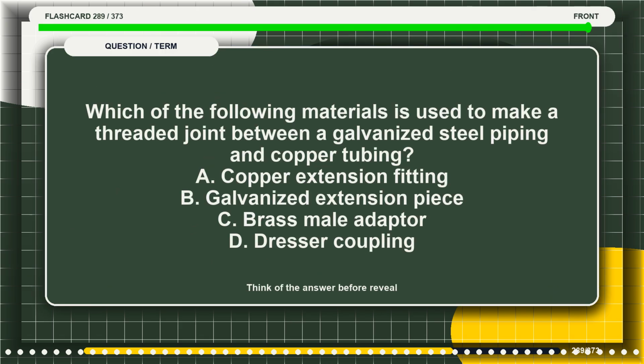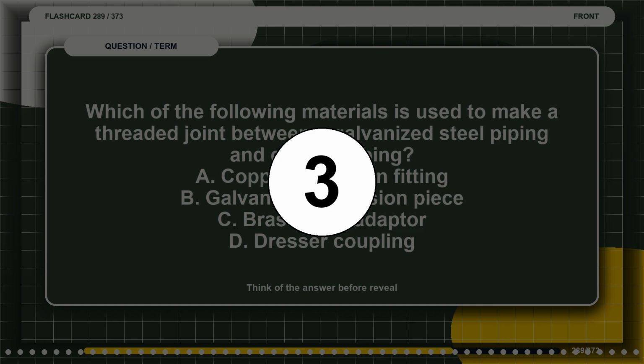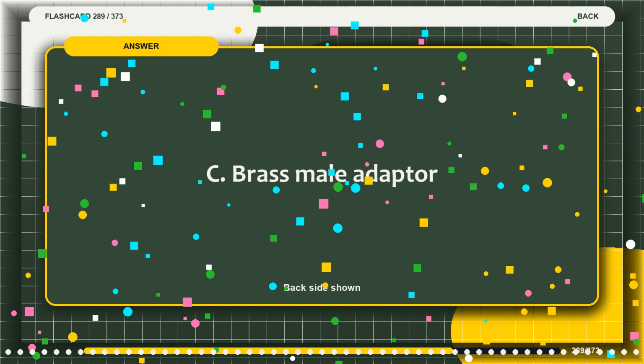Flashcard 289. Which of the following materials is used to make a threaded joint between a galvanized steel piping and copper tubing? A. Copper extension fitting. B. Galvanized extension piece. C. Brass male adapter. D. Dresser coupling. Think of the answer before the reveal. The answer is C. Brass male adapter.